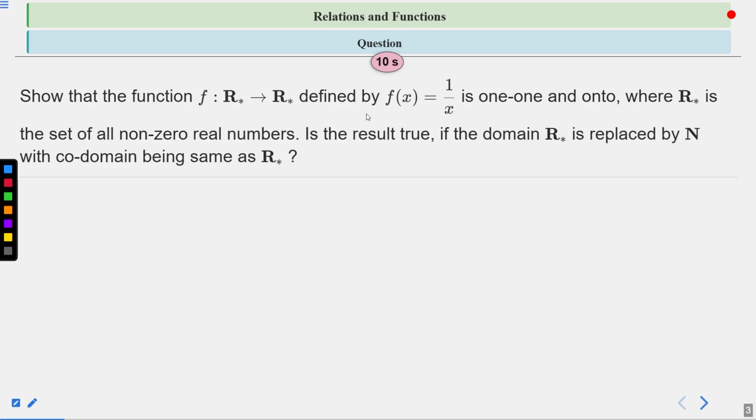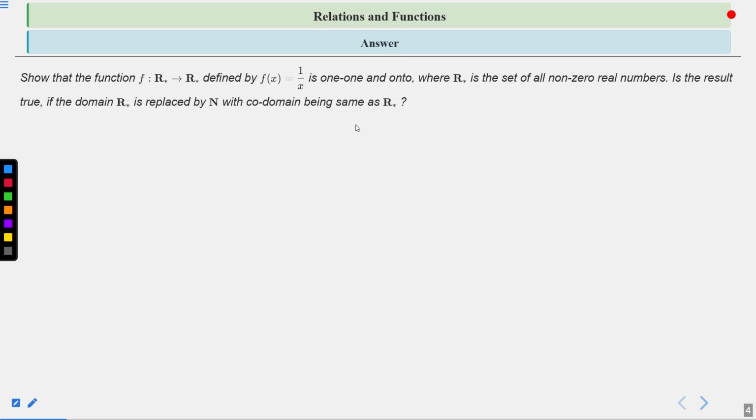You will have some seconds to try this problem, then afterwards we will move on to the solution slide. So your time starts now. The time is up. So we have to show the given function is one-one as well as onto on the given domain and codomain. If we change the domain, is the result the same?